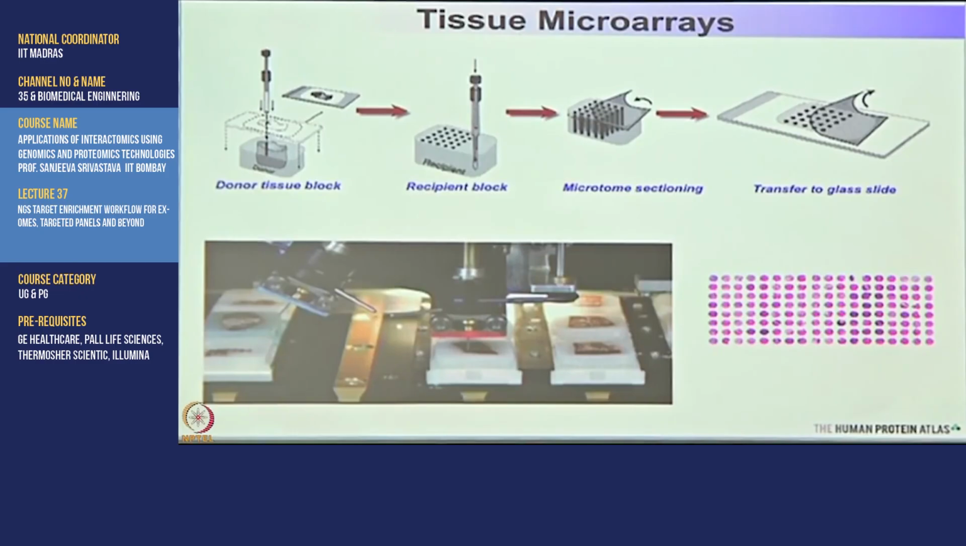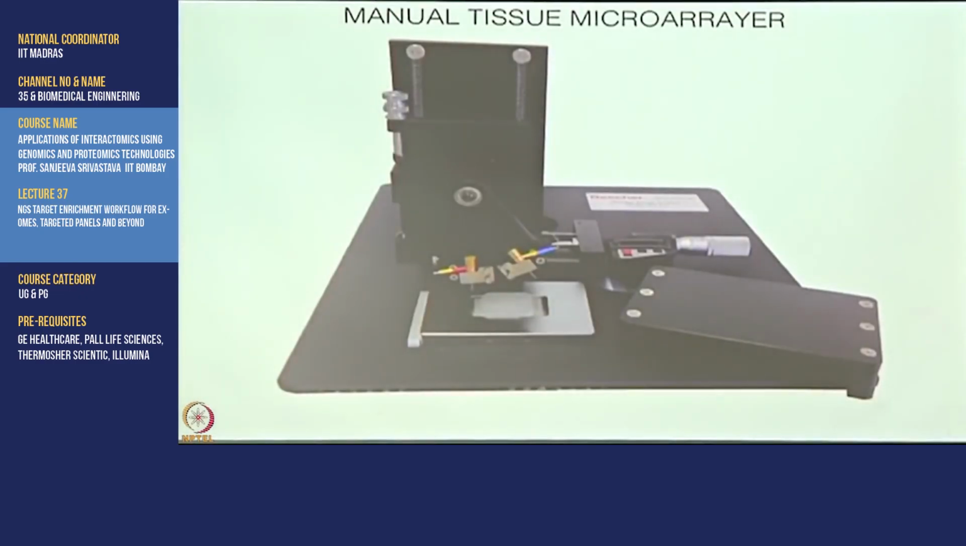That's the machine that does it. It's called a tissue microarrayer, and there are many types of those. That's a manual tissue microarrayer, the one that we use in our lab. It's a fairly easy to use, good device.